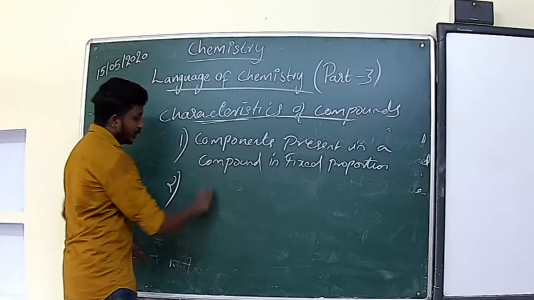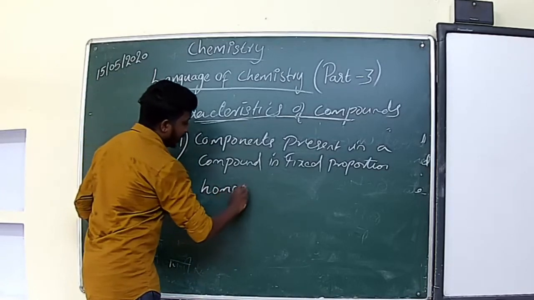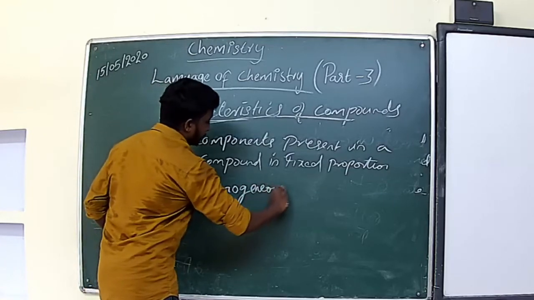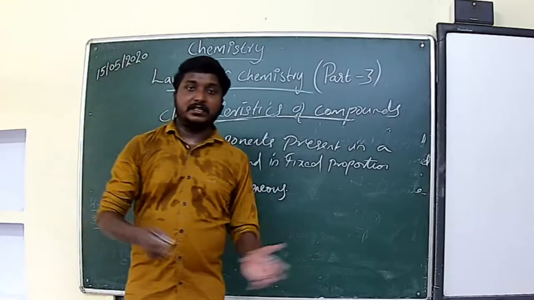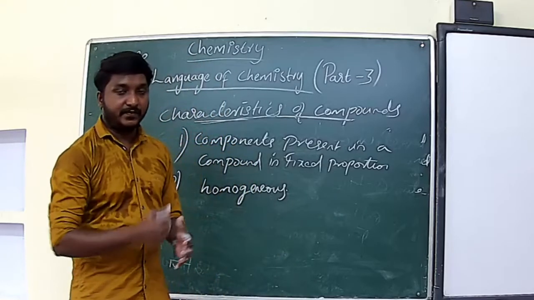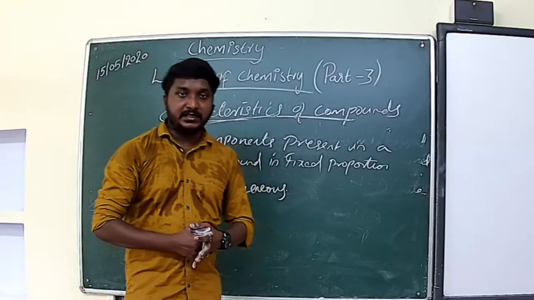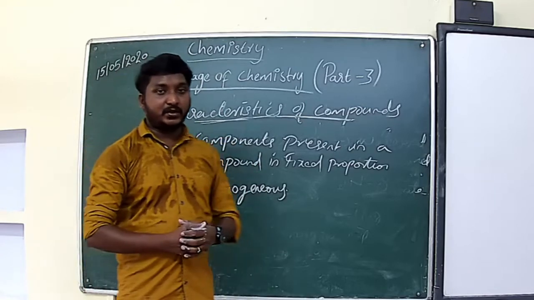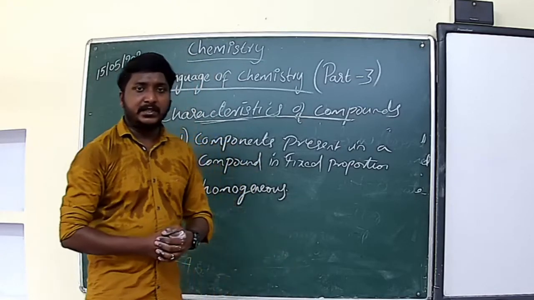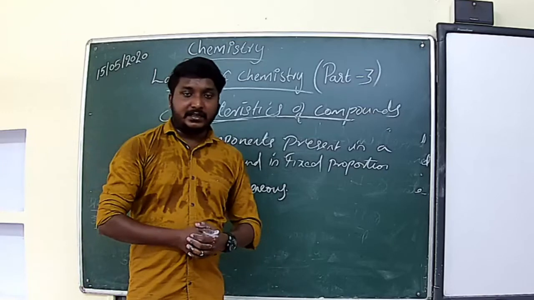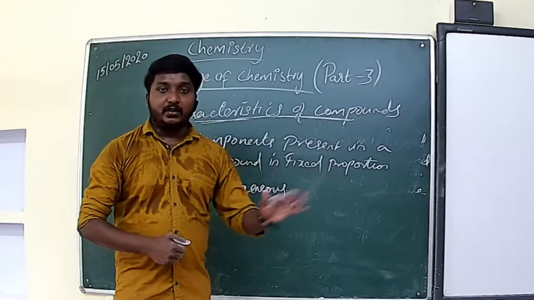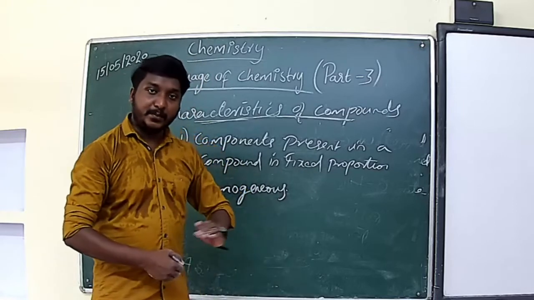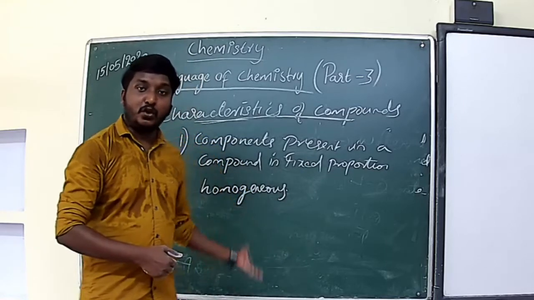The second characteristic of compounds: compounds are homogeneous. So what do you mean by homogeneous? You might have learned in lower classes the difference between homogeneous and heterogeneous. A homogeneous mixture means the particles in the mixture are distributed equally or uniformly. That mixture we can call a homogeneous mixture.